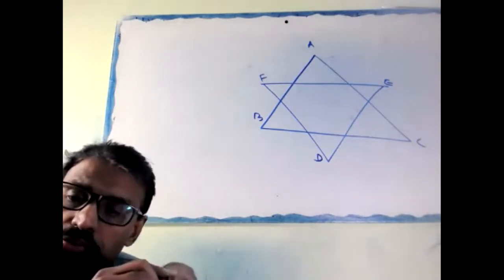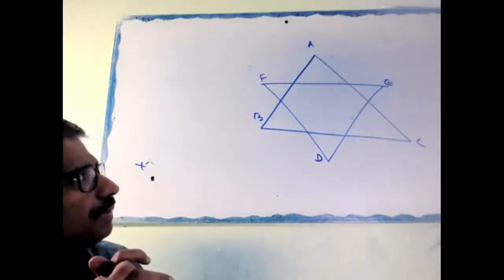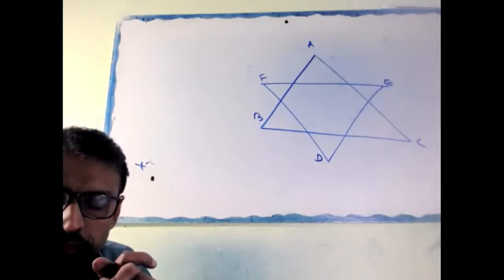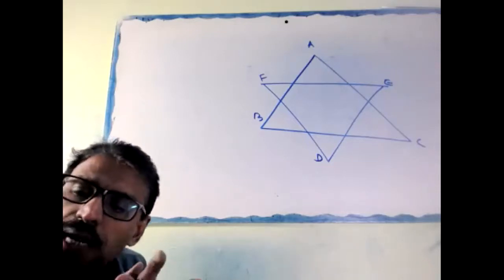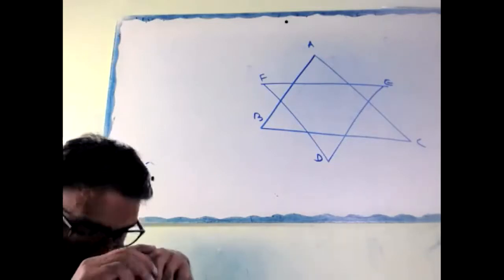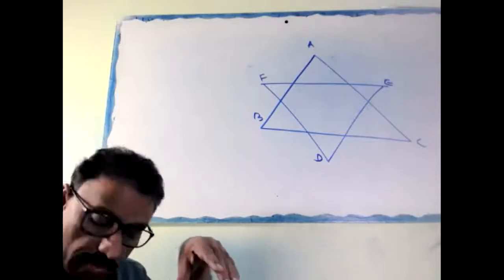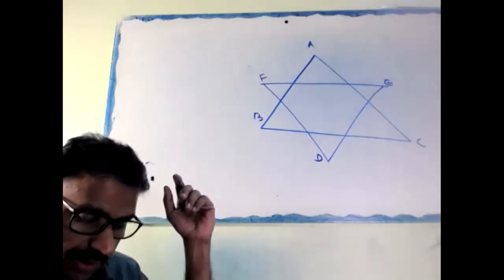K equal to 4. Why? Because A plus B plus C plus D plus E plus F equal to 360. Correct or no? Two triangles. So 360 divided by 90, that is what? 4. K equal to 4. Okay. Next.